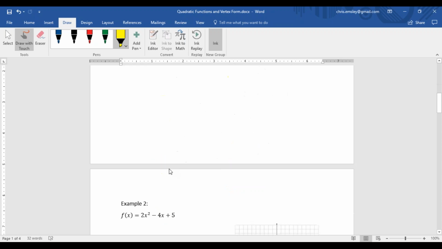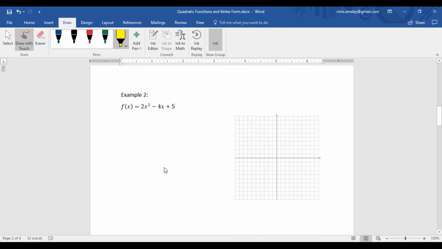Okay, so let's look at another example. We're going to go ahead and graph this one too, just for good practice. Okay, so first up, we're going to put it into vertex form. This one's a little different because we cannot do completing the square when there is a number in front of your x squared. We need that coefficient to be 1. So we're going to have to take an extra step in here to take care of that. So we'll start off the same way. Move the 5 to the other side.